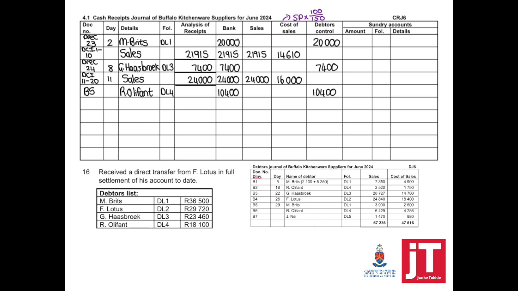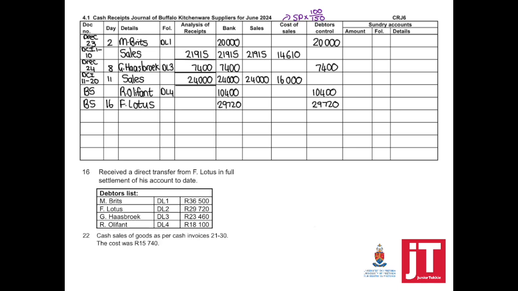Now, remember that we've completed the debtors journal first. So now it's easy for us to have a look and see. But F. Lotus had a balance in the beginning, and now, before the 16th, there was no purchase from F. Lotus. There were no payment from F. Lotus before the 16th, which means that the amount which he settled was the amount on the first day of the month, which is 29,720. This means that we can write source document, bank statement, F. Lotus, how much did we receive? 29,720. And what is F. Lotus to us? A debtor. That's why it goes under debtor's control.